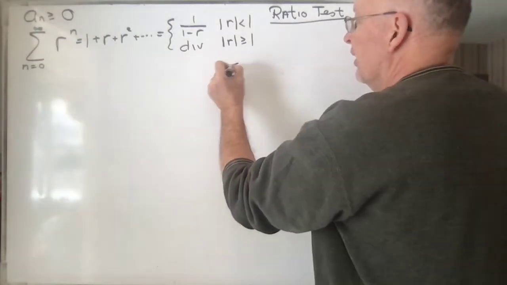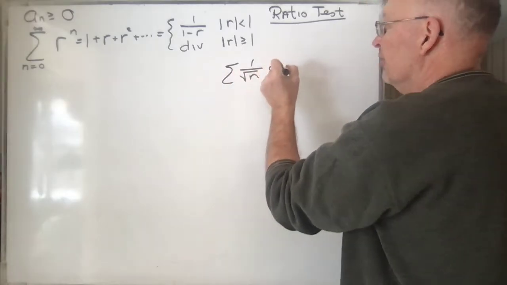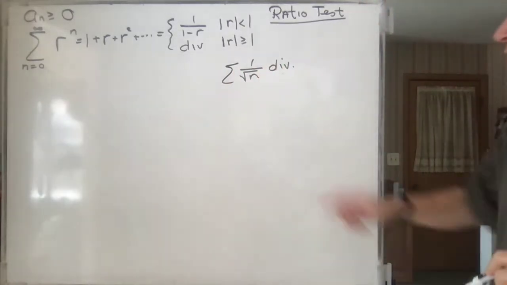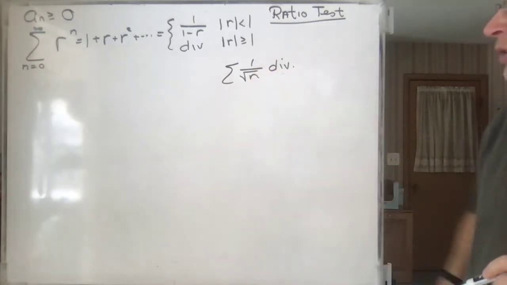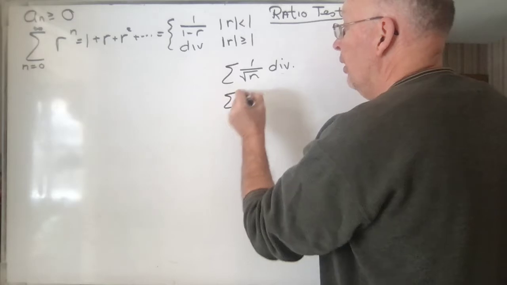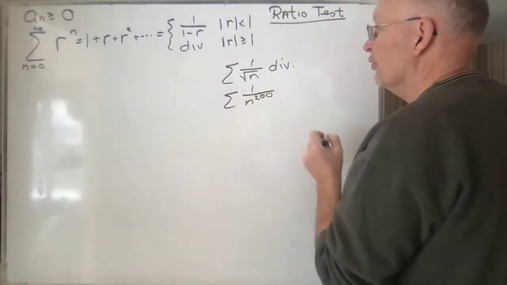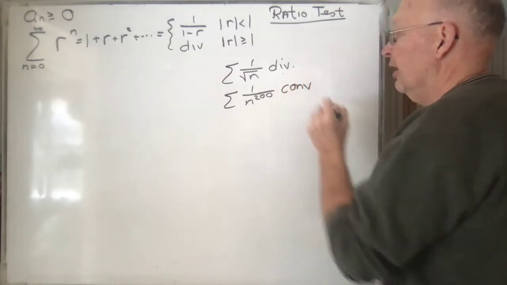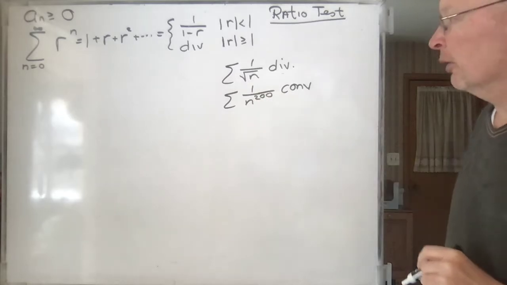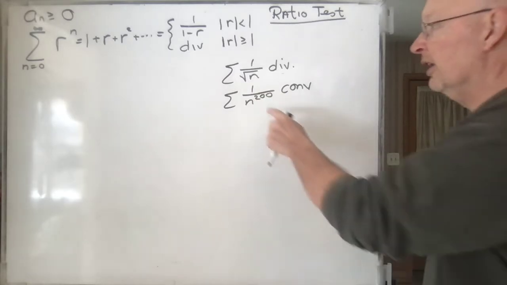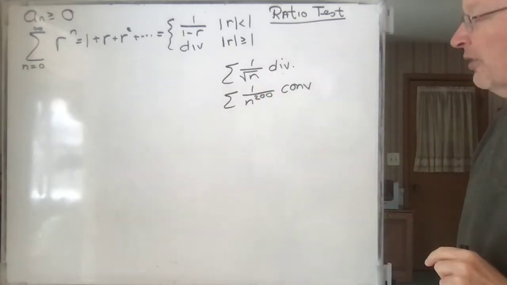We know that things like 1 over the square root of n diverges. Why does it diverge? The terms go to 0, but they don't go to 0 fast enough, right? On the other hand, 1 over n squared or 1 over n to the 200th power, for sure, those are going to converge because they go to 0 fast. This n to the 200th power gets big really, really fast. So 1 over that gets small very, very fast.